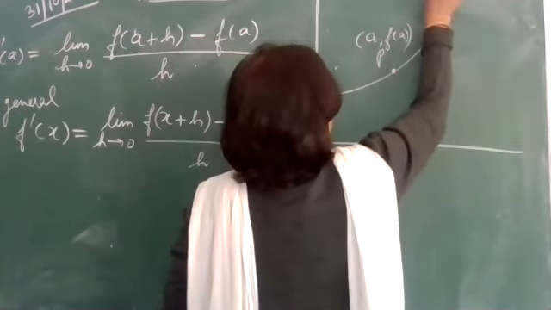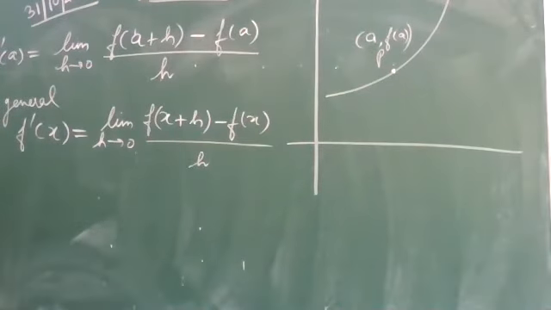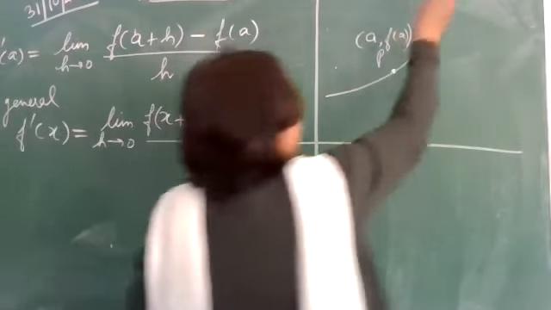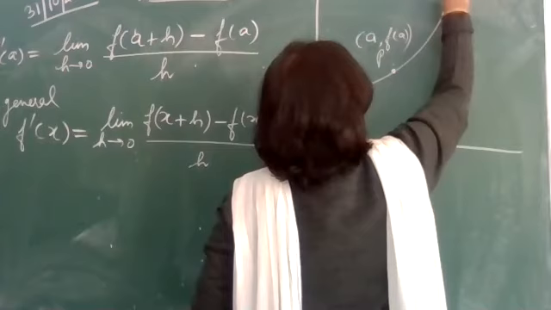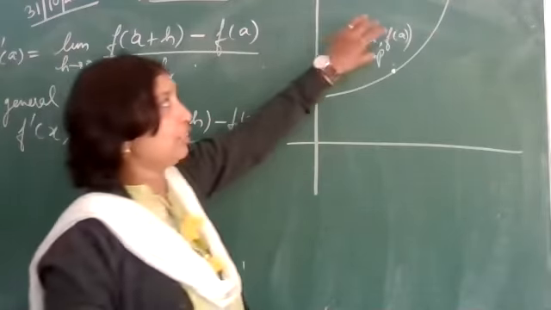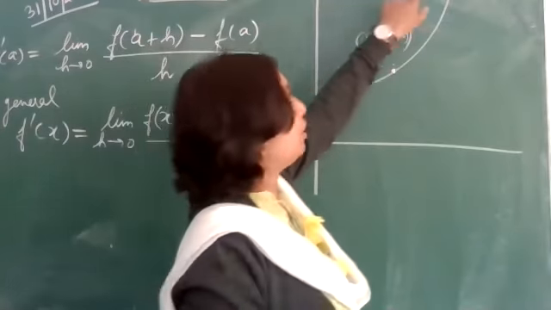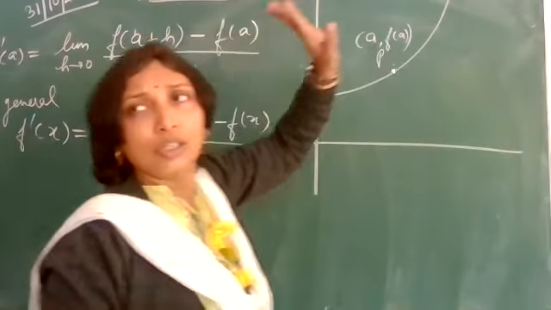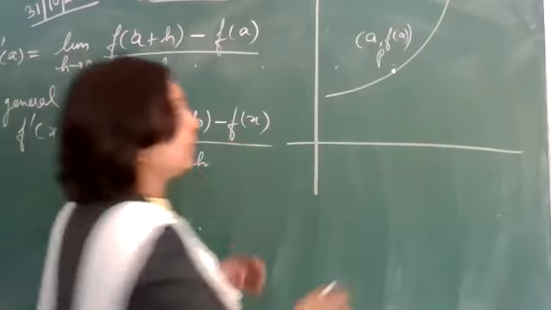And then we are taking another point Q, which is with some small change. What small change have we taken here? H. That means the point is A plus H and f(A plus H). Is this clear? We have taken two points. P has the coordinates A and the image of A, that is f(A). Q is at some distance, let's say A plus H. Can we take it on any side? Yes, you can take it like that.